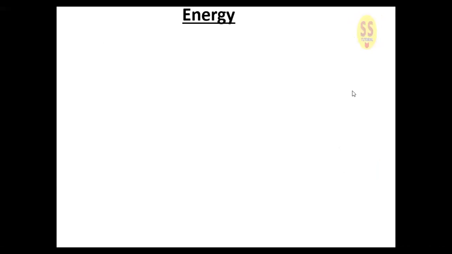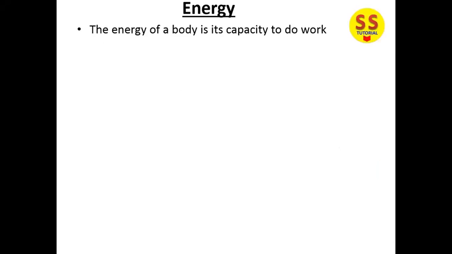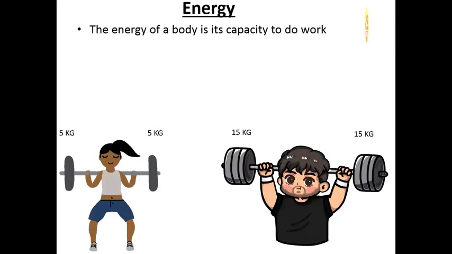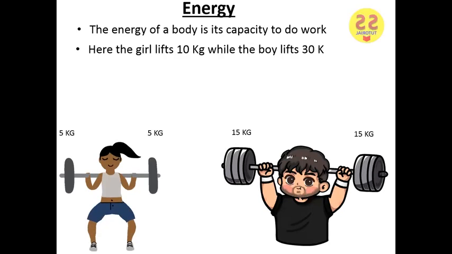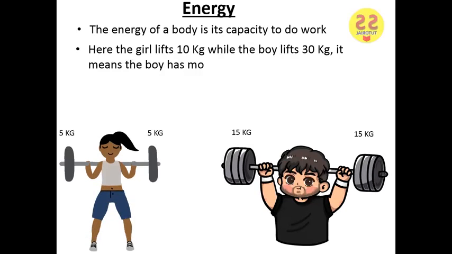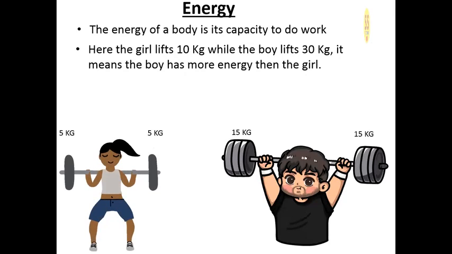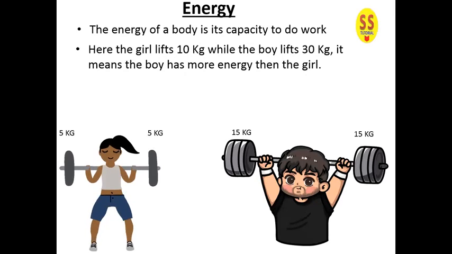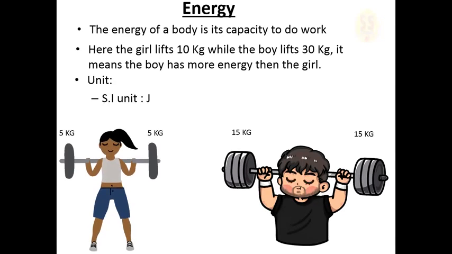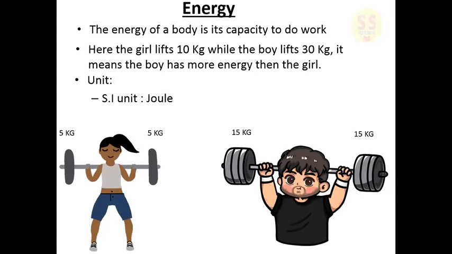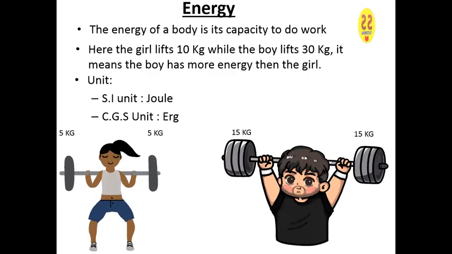Now we discuss the energy. What is energy? The energy of a body is its capacity to do work. Just look at here. In the given figure, the girl lifts 10 kg while the boy lifts 30 kg. It means the boy has more energy than the girl. Unit of energy. SI unit of energy is joule and CGS unit is erg.